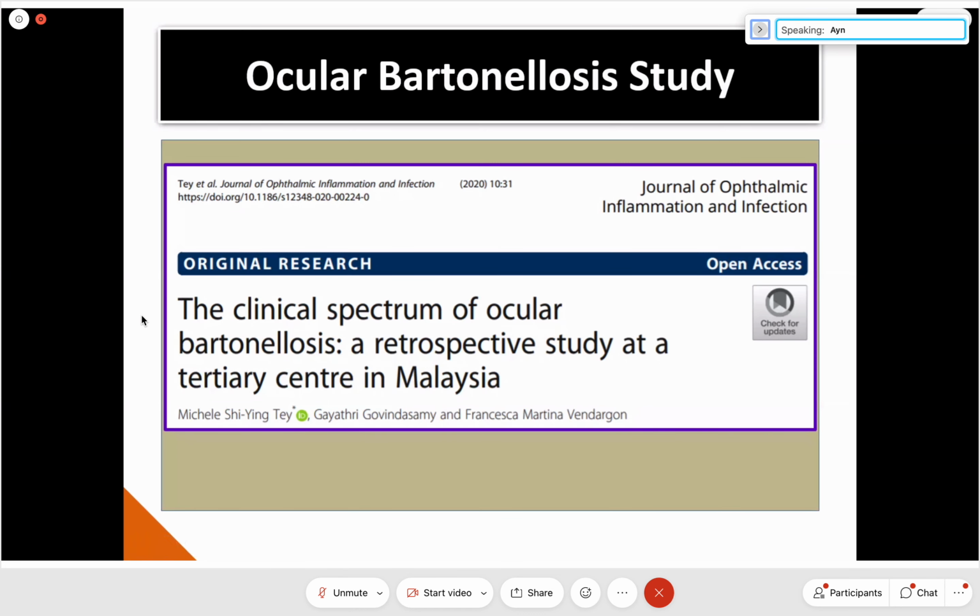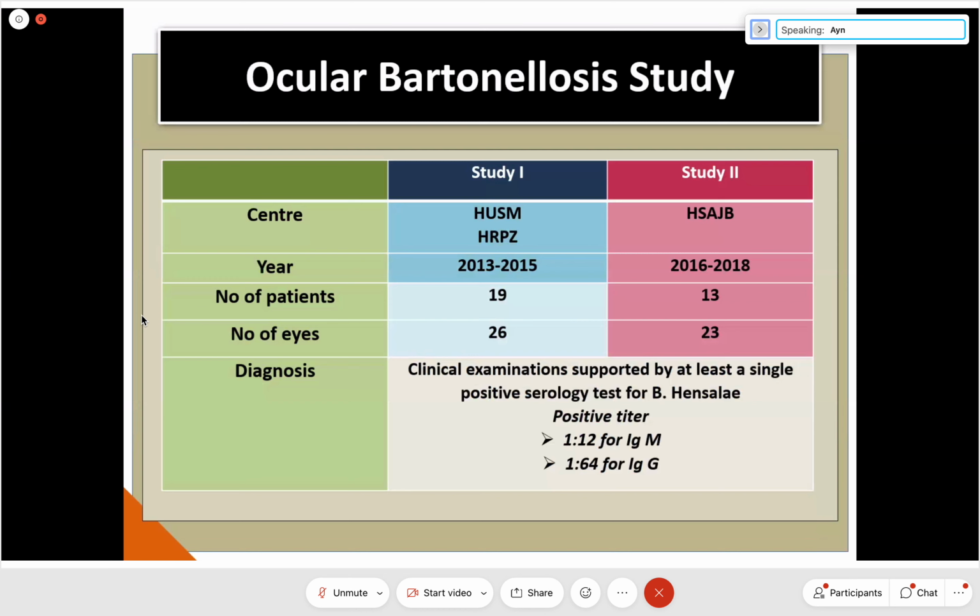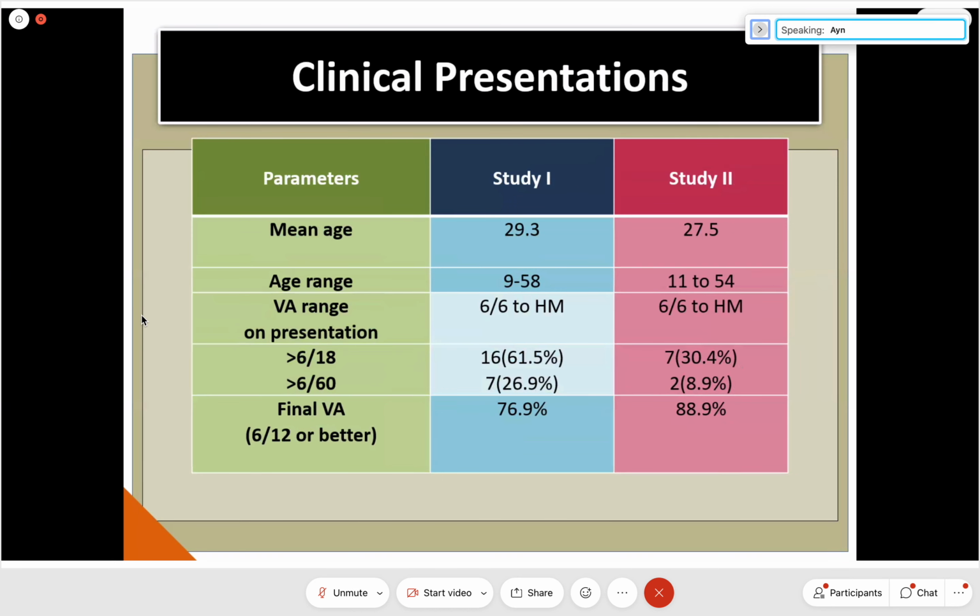The other one is from JB. So this is about ocular bartonellosis, not only neuroretinitis. From the study, they found that the mean age of the patients is about 20 something. The patient can have a mild to severe visual loss. For USM subjects, they have more visual impairment compared to the HSA-JB.